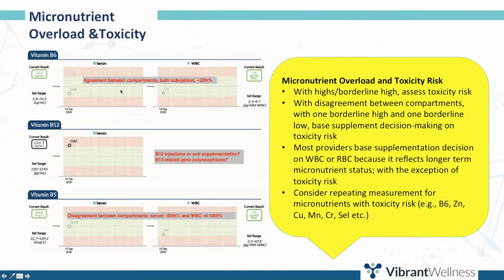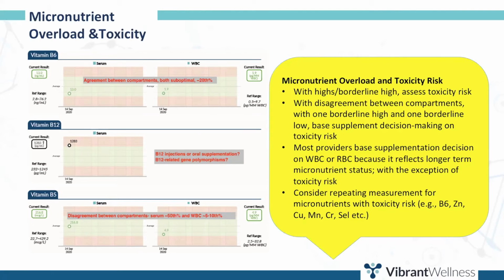Very commonly you will see agreement between the 2 compartments, but it's also not uncommon to see some degree of disagreement, and sometimes total disagreement. Like if we look at vitamin B5 down here, in serum it's midpoint of the range, and in white blood cell it's borderline low, maybe around the 5th percentile. Now, this is clear disagreement. And sometimes you'll see even stronger disagreement. One's borderline low, one's borderline high. What do you do in that instance?